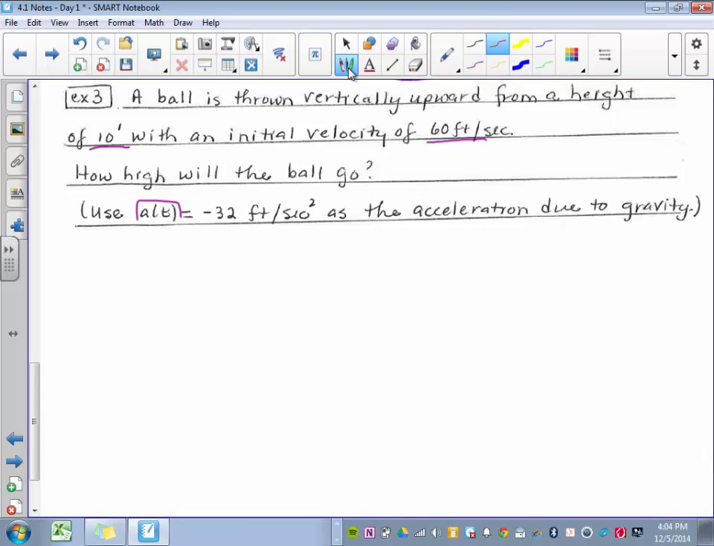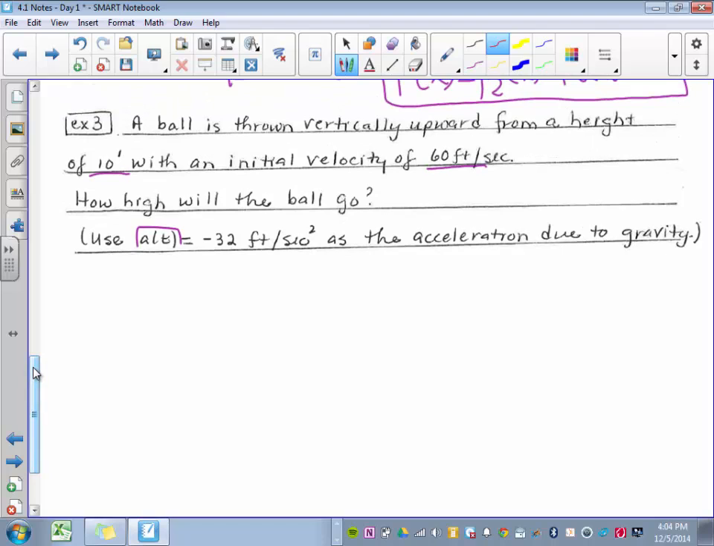Guys, on this problem right here, I'm starting from scratch. We got a ball that's thrown vertically upward from a height of 10 feet with initial velocity of 60 feet per second. How high will the ball go? That's what we want to try to figure out. How high will the ball go? What's the top of this function? Oh, there's a lot to this.